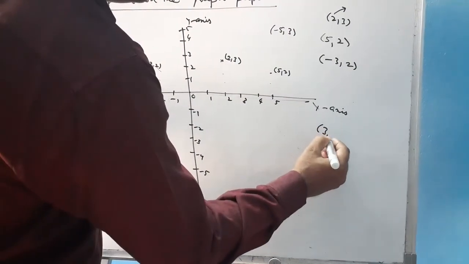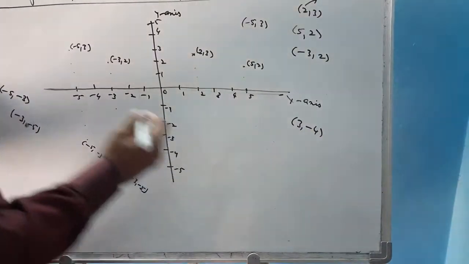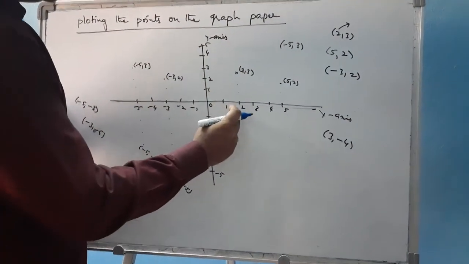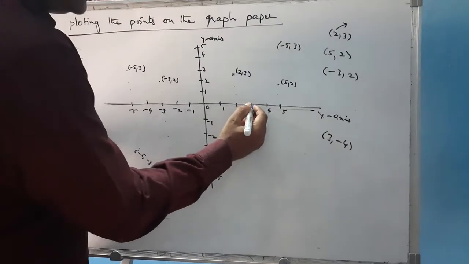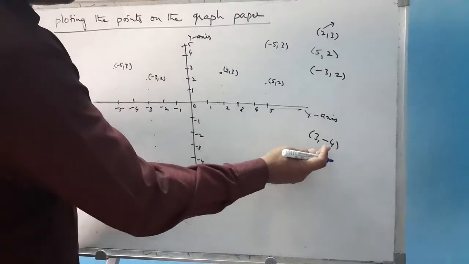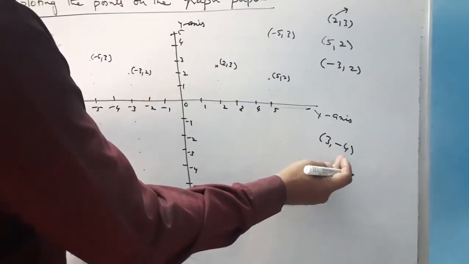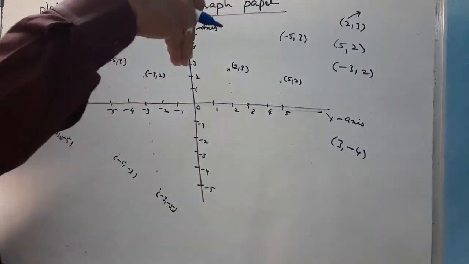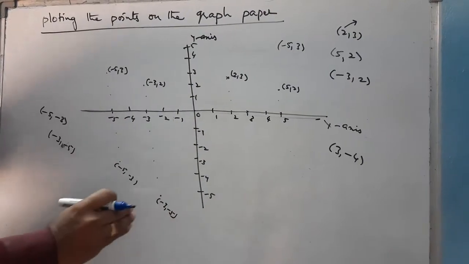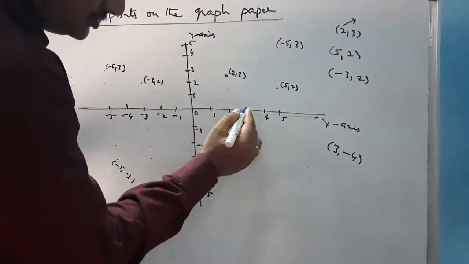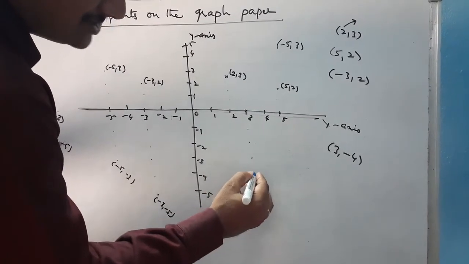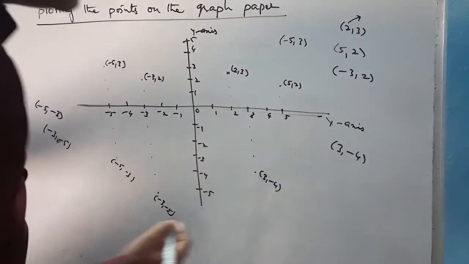3 comma minus 4. 3 units on the x-axis: 1 unit, 2 units, 3 units. So it is 3. Now what is the y coordinate? The y coordinate is minus 4. So it is negative. Negative means we have to move downside. How many units? 4 units. So here 1 unit, 2 units, 3 units, 4 units. It is nothing but 3 comma minus 4.